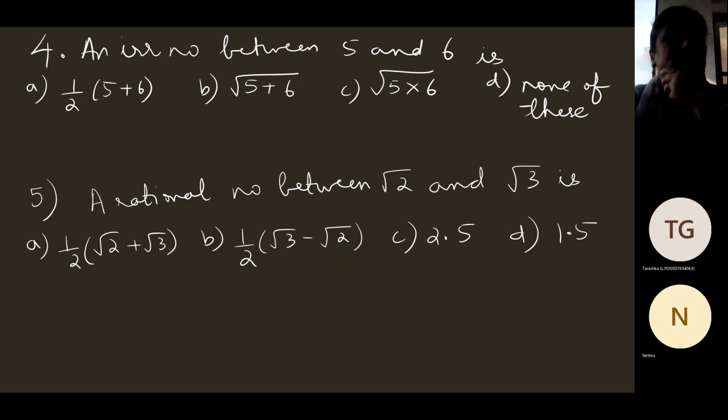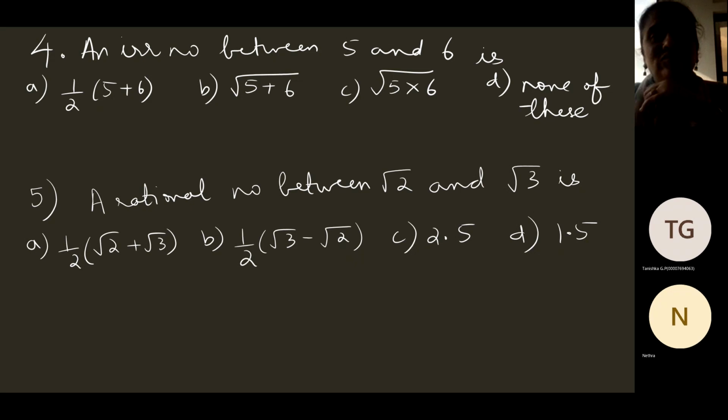Check C. What is root of 5 into 6? Root 30. Now you don't have to exactly find the value of root 30, but where does it lie? 5 5s are 25. 6 6s are 36. 30 lies between the perfect squares 25 and 36. So what will be the square root of 30? 5 point something. It won't be 6 point, because only if the number is more than 36 will it be 6 point.